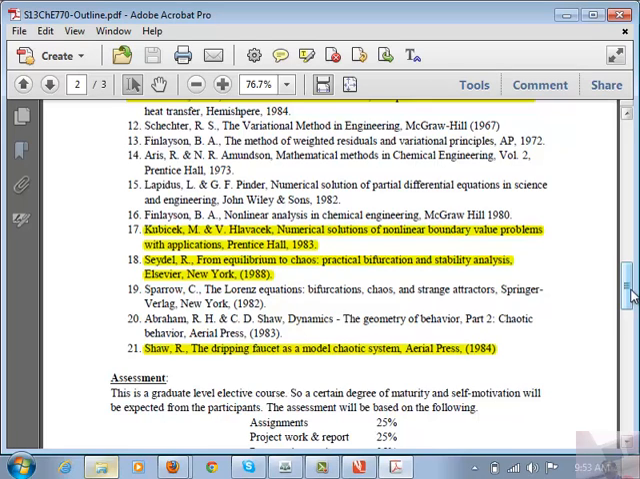Yeah, this one. That's a good book also for method of weighted residuals, collocation methods, and stuff like that. So as graduate students, I guess they should be curious enough to open these books and look at them from time to time.